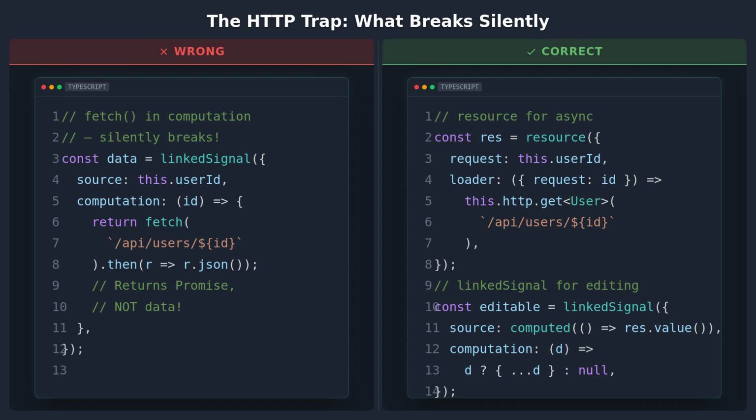On the right, the correct approach. Use Angular's resource API for the async operation. Use linked signal only for local synchronous state derivation. If you need async data, resource handles it. If you need an editable local copy of async data, chain them. Resource provides the source, linked signal provides the writable layer. Never mix async operations into linked signal computation. That's what resource is for.